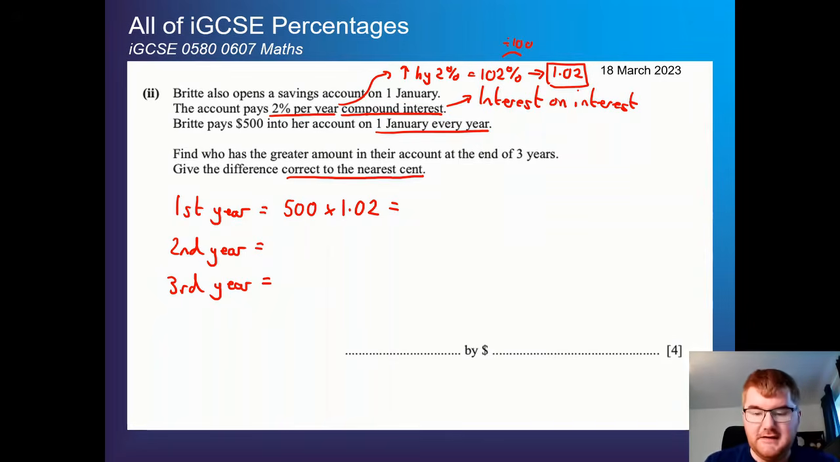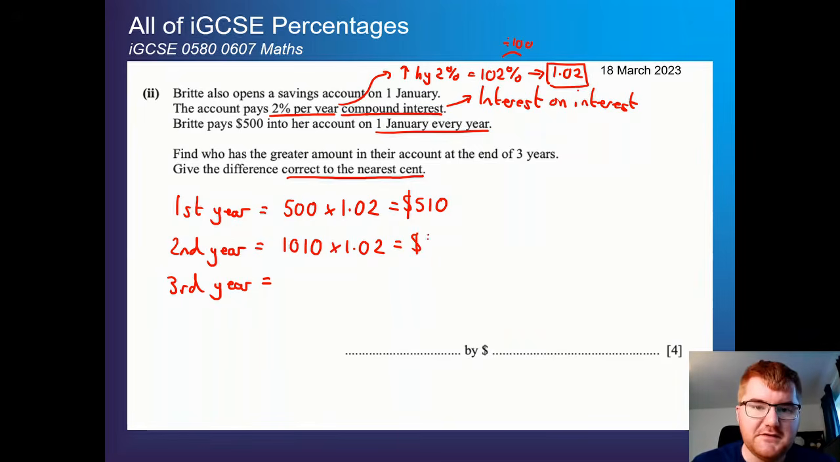So that gives us then, if we do that with a calculator, $510. Now we have to read the question carefully. So she pays in 500 into her account every year. So for the second year, we're going to have 510 from the last year. We're going to have 500 from this year. That gives us 1,010, and we're going to times it by 1.02 again. Having this structured approach makes it much easier for the examiner to give you all the marks. So we times that by 1.02. This time we get 1,030.20.